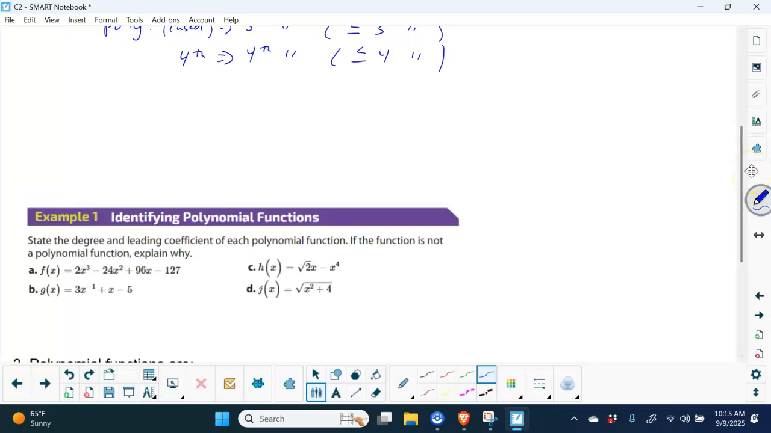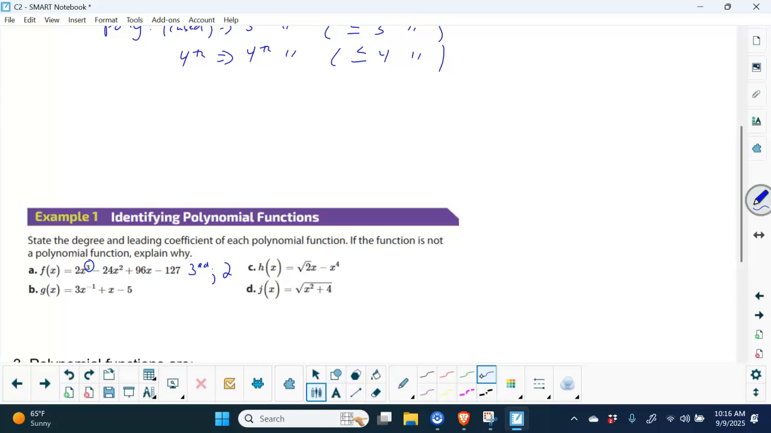Let's take a look at example 1 here, and it asks us a question. State the degree and the leading coefficient of each polynomial function. If the function is not a polynomial function, explain why. Okay, so look at A. So looking at A, what degree is A? You got an answer? All right, you should have said third degree, right? Because of that 3. And therefore the lead coefficient is the coefficient of the x to the third power, and therefore the lead coefficient is 2.